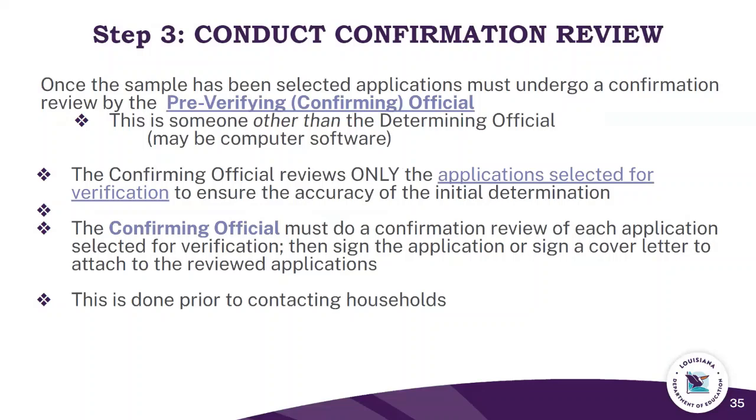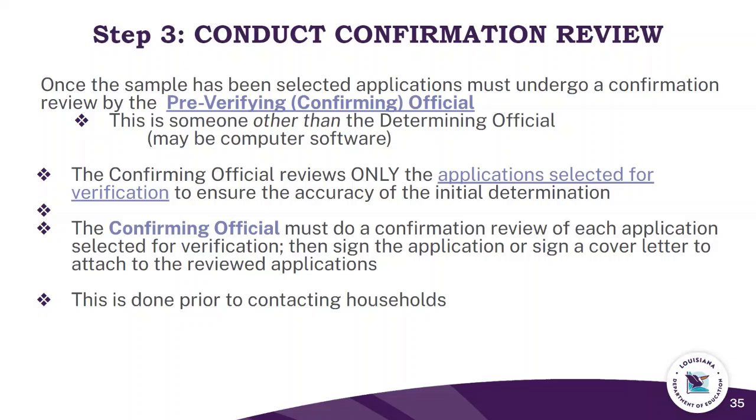Prior to any other verification activity, each approved application selected for verification must be reviewed to ensure the initial determination was correct. Any LEA that conducts a confirmation review of all applications at the time of certification is not required to conduct confirmation reviews prior to verification. The confirmation review must be done by an individual other than the individual who made the initial eligibility determination.